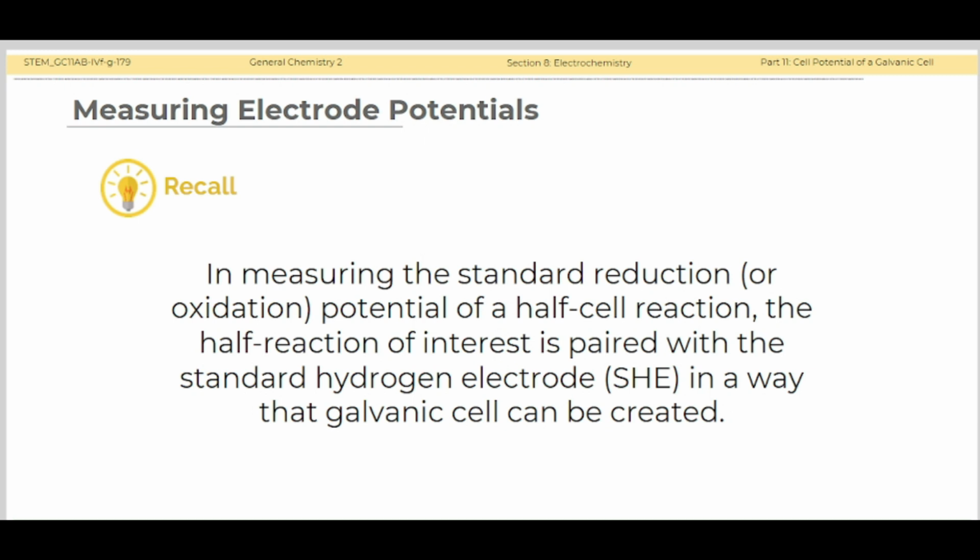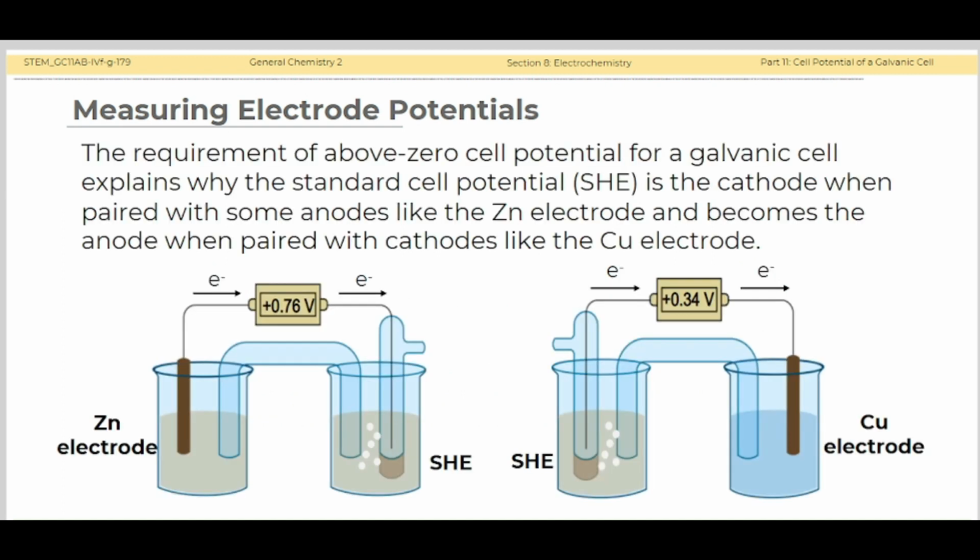Remember that in a previous lesson, we learned that in measuring the standard reduction or oxidation potential of a half cell reaction, the half reaction of interest is paired with a standard hydrogen electrode in a way that a galvanic cell can be created. The requirement of above zero cell potential for a galvanic cell explains why the standard hydrogen electrode, or SHE, is the cathode when paired with some anodes, like the zinc electrode, and becomes the anode when paired with cathodes, like the copper electrode.